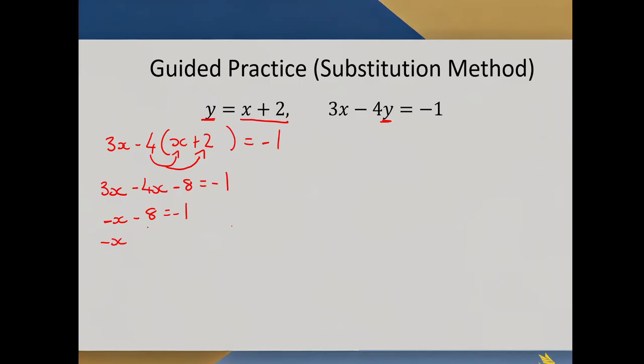I will then plus 8 to both sides. So -1 plus 8 equals 7. And then I divide both sides by -1 right here. So that means I'll have x is equal to -7. Now I know that, I just plug that into my first equation. I'm picking my first one because it's easier. So I've got y equals -7 plus 2, and that will give me y equals -5. So when x is -7, y is -5.